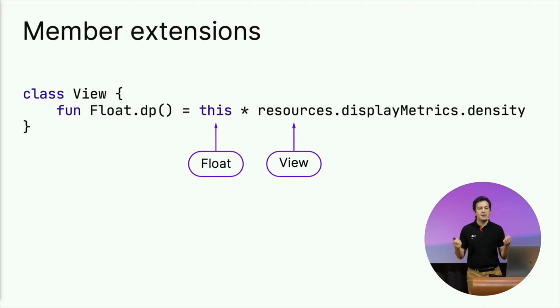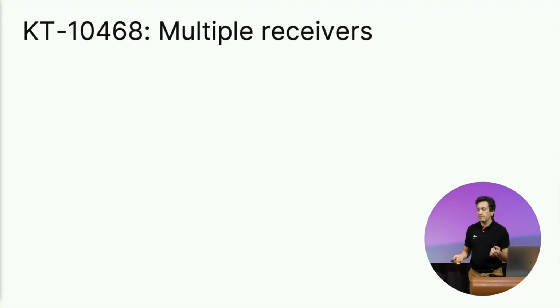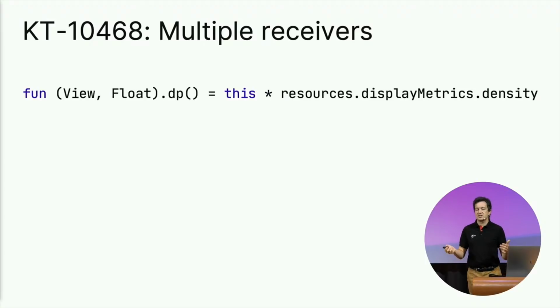The challenge is that you can write those member extensions in a class, but you cannot write them as an extension to this class. And this particular issue asks for this kind of syntax. Let's give a comma-separated list of receivers and write an extension. That's what this particular issue suggests.